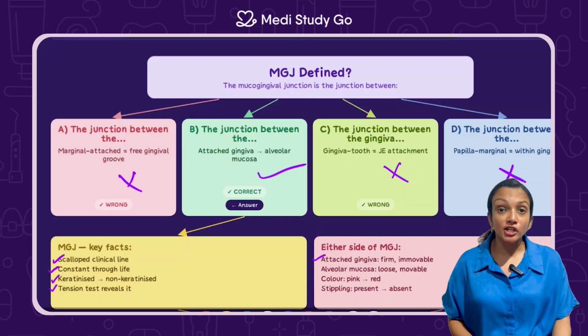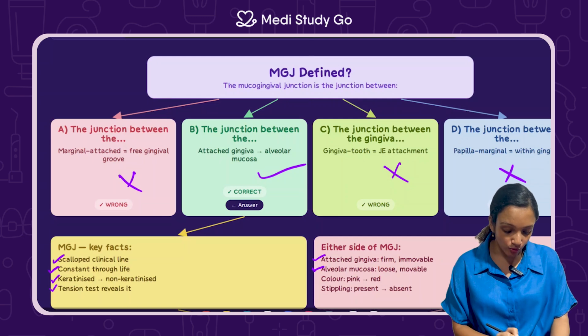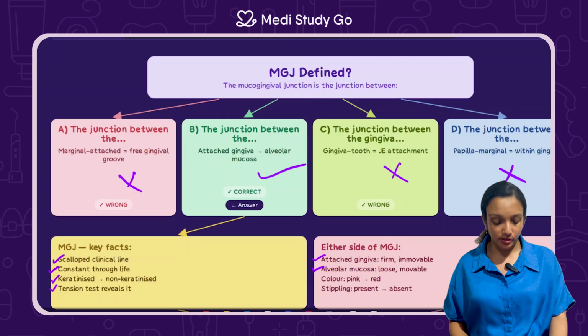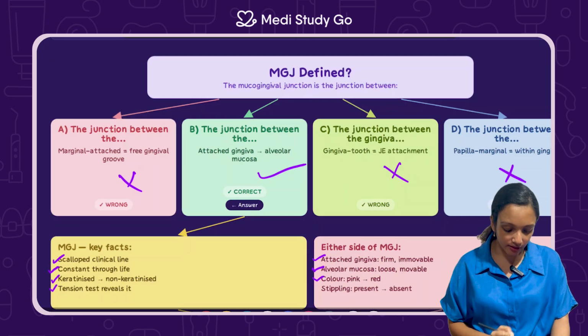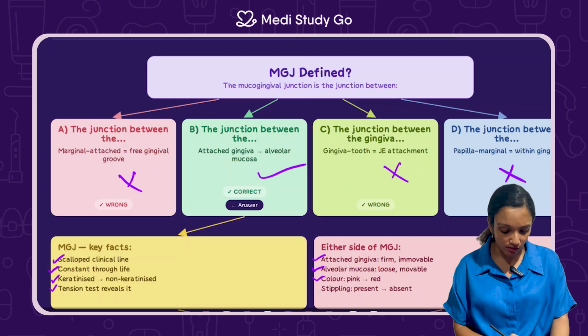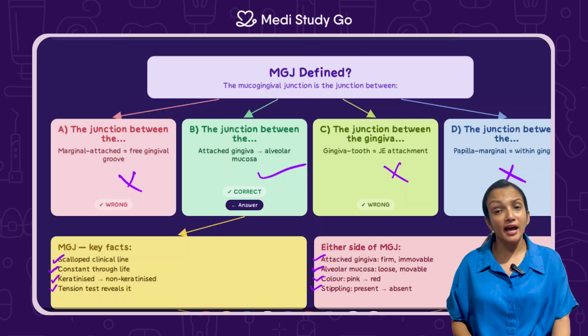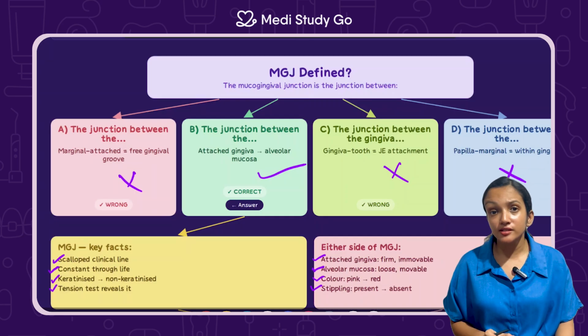Now, on either side of the mucogingival junction, what are the structures that are there? There is the attached gingiva, which is firm and immovable. There is the alveolar mucosa, which is loose and movable. The color, you can clearly make out the change from the pink attached gingiva to the red alveolar mucosa. And stippling, you can clearly make out how it's present in the attached gingiva, absent in the alveolar mucosa. So, with that, we have solved this MCQ.